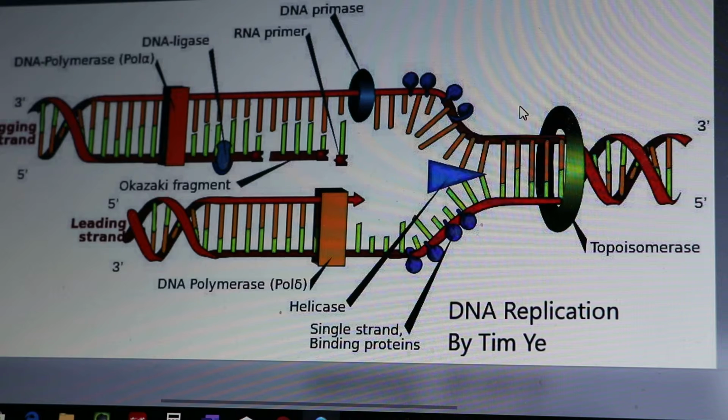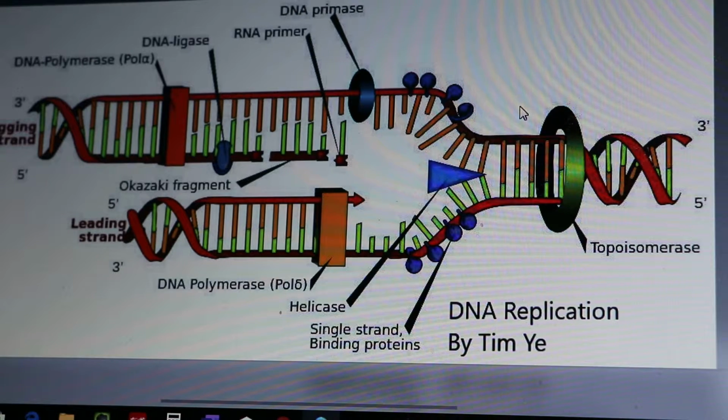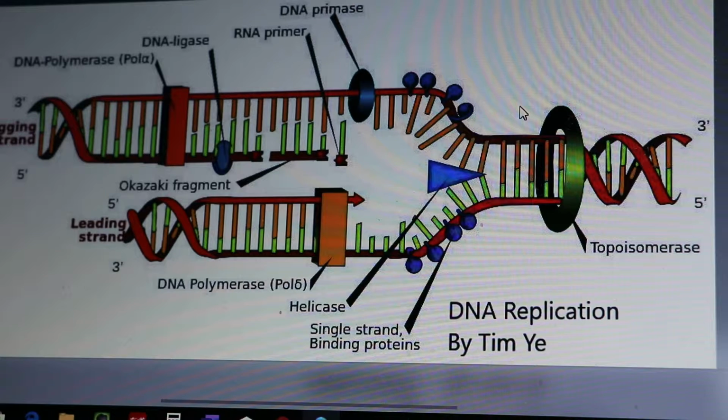The two strands are labeled by the location of certain chemical bonds in the DNA backbone. A cell can replicate the leading strand as a single unit, but must replicate the lagging strand in small pieces.